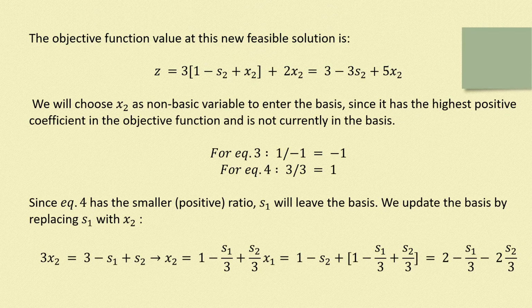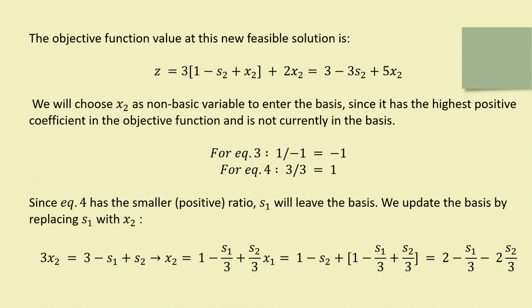And at this solution, at this value, the objective function value is 3 minus 3s2 plus 5x2. We will choose x2 as the non-basic variable to enter the basis since it has the highest positive coefficient in the objective function. It is not currently in the basis now.